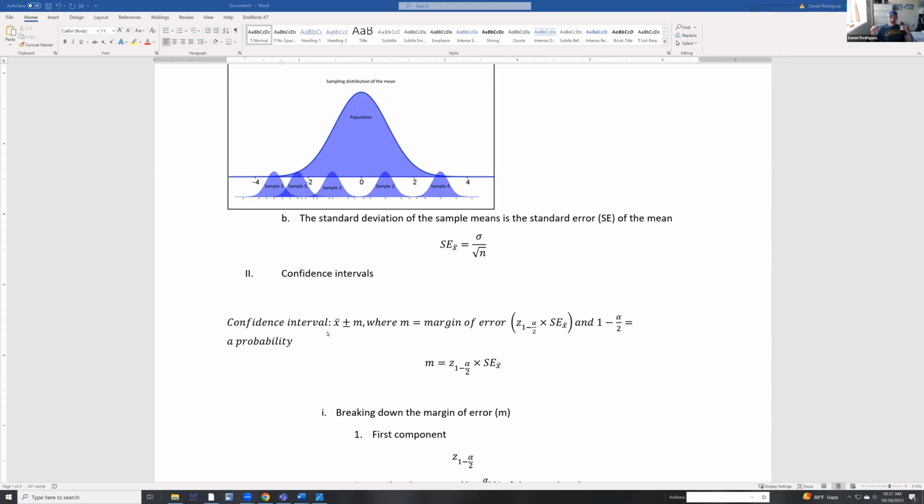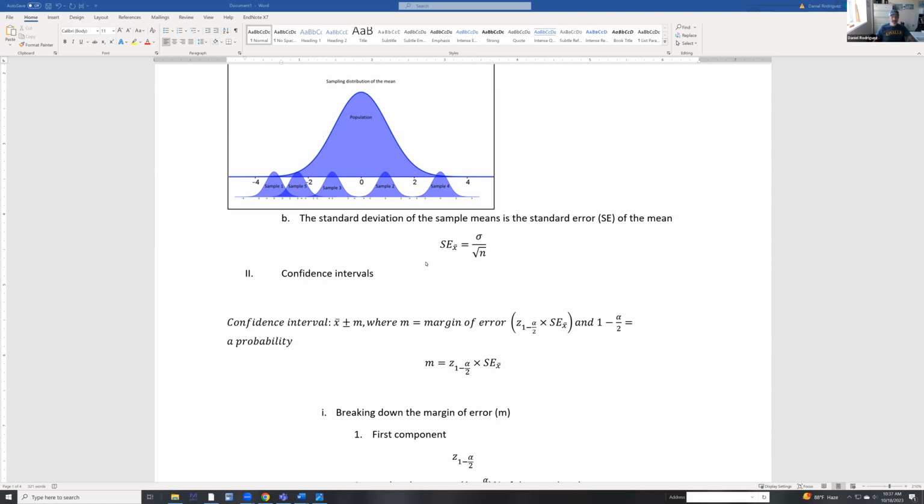A confidence interval should be contrasted to a point estimate. If I were to calculate the mean of sample 4 and use that to estimate the population mean, that would be a point estimate. An interval estimate gives me a little bit more leeway.